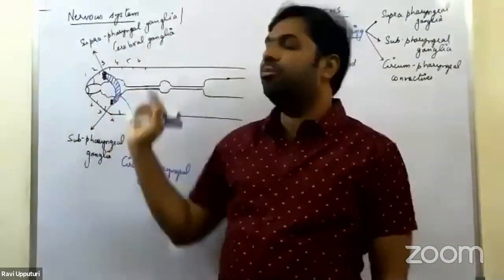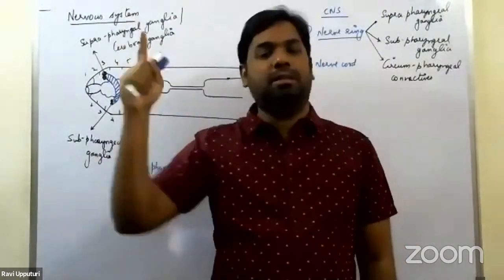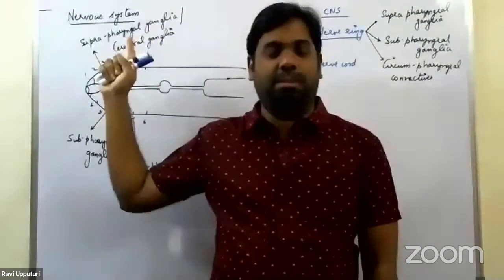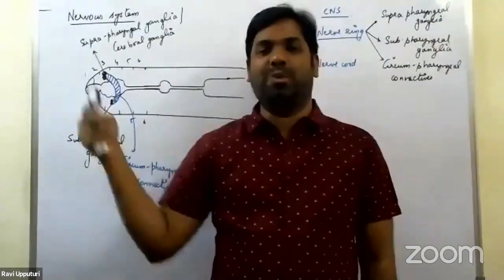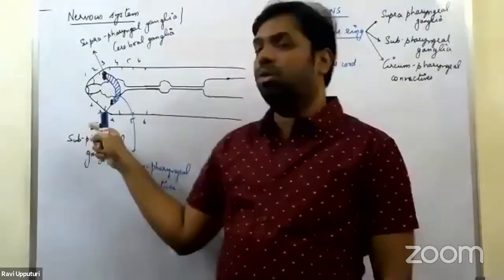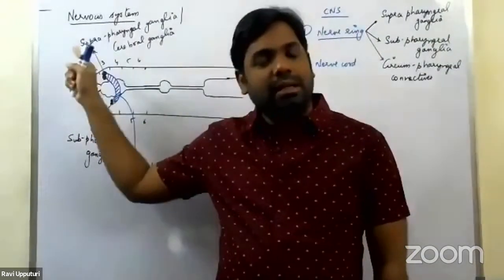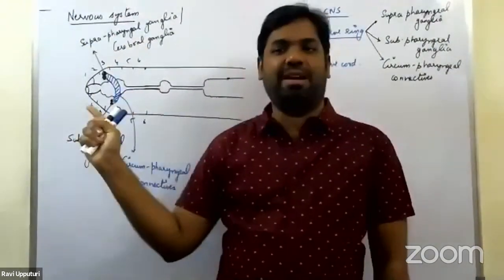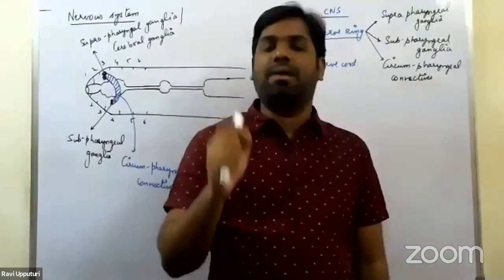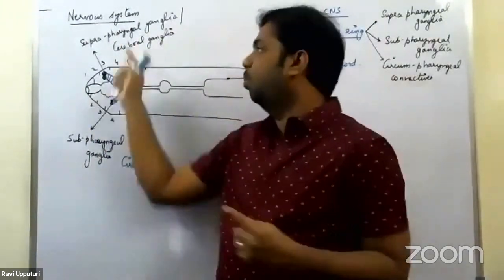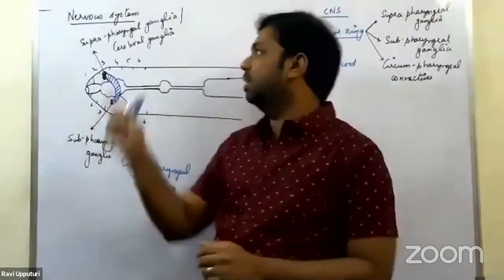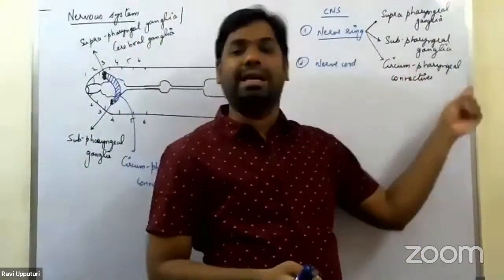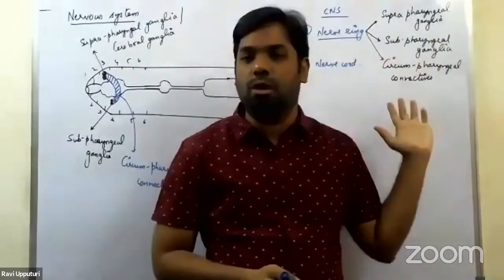One is the suprapharyngeal ganglia, present above the pharynx in the third segment. Subpharyngeal ganglia are present below the pharynx, right? That is towards the ventral side in the fourth segment. Connecting the suprapharyngeal ganglia and the subpharyngeal ganglia, there are the circumpharyngeal connectives, which connect both of them together, forming a structure called the nerve ring. So these three structures together constitute the central nervous system of the body of this organism.